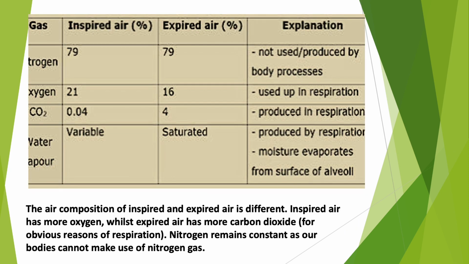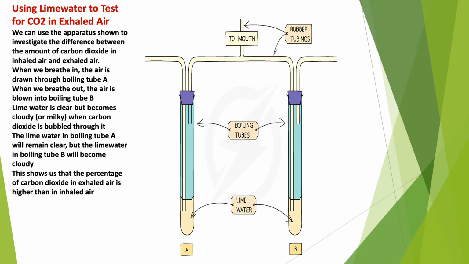Next we see a table which gives the description of the gas in the inspired air, in the expired air, and why is it so? The air composition of inspired and expired air is different. Inspired air has more oxygen while the expired air has more carbon dioxide. Nitrogen remains constant as our bodies cannot make use of the nitrogen gas.